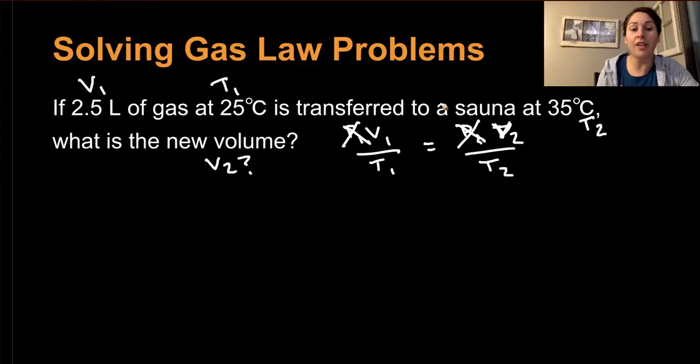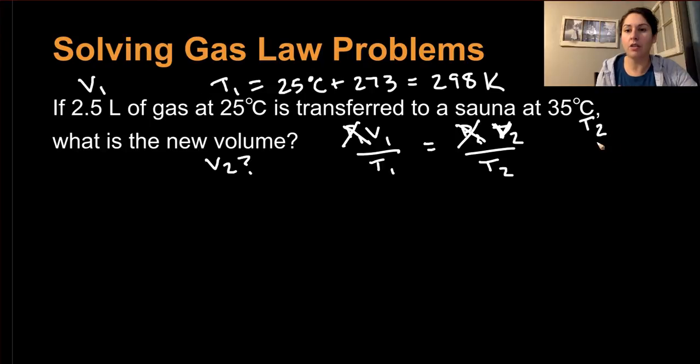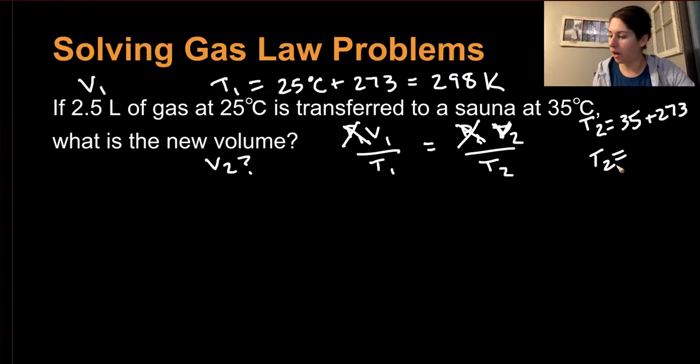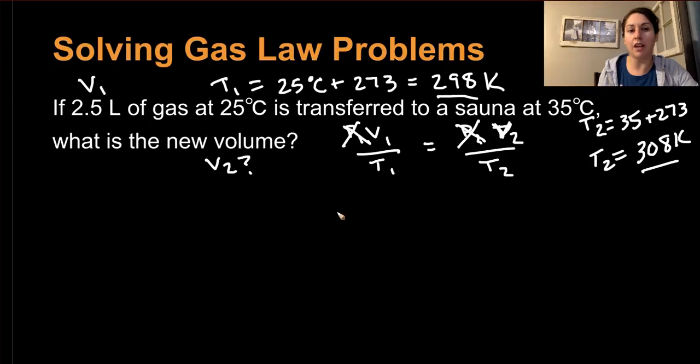Okay, now the other thing is we have to remember that we have to have this in Kelvin. So for T1, it's going to be 25 degrees Celsius plus 273, which should give us 298 Kelvin. I do the same thing over here. So my 35 plus 273, and that should give us a T2 value of 308 Kelvin. Calculated that earlier for us. So these are the numbers I actually want to plug in. I have to have this in Kelvin. It won't work. You'll get the wrong number if you don't put this in Kelvin.